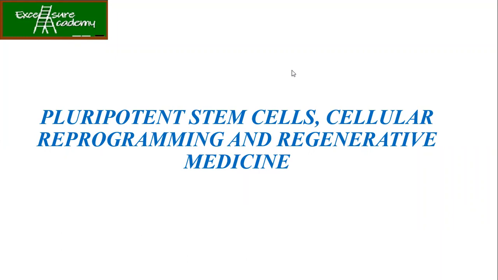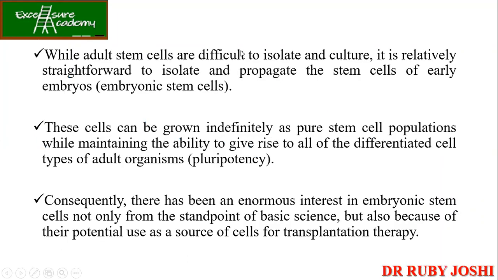Okay. Now, while adult stem cells are difficult to isolate in culture, it is relatively straightforward to isolate and propagate the stem cells of early embryos. Now, if you harvest adult stem cells and try to culture them, it's not necessary that out of the body they are going to propagate in the dish culture, in which you're going to provide the media. Sometimes it really does not grow.